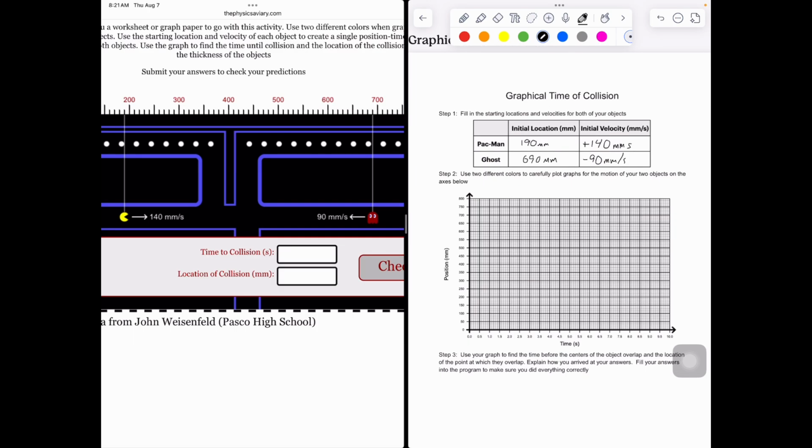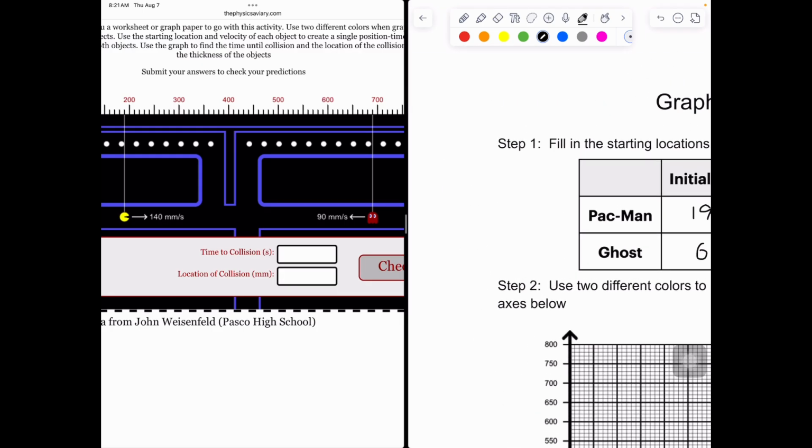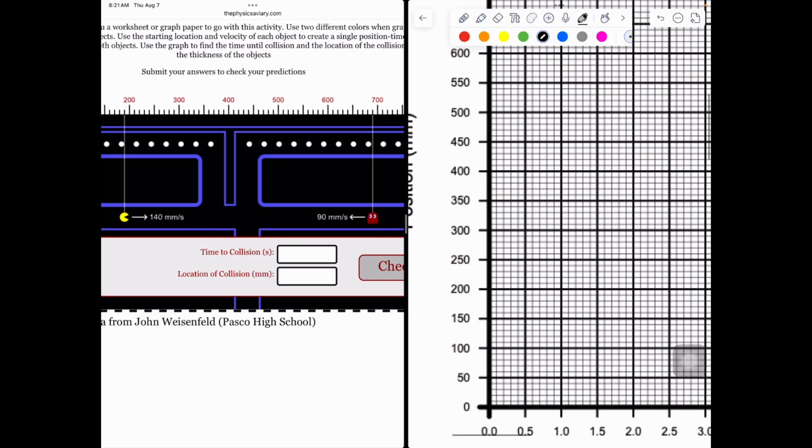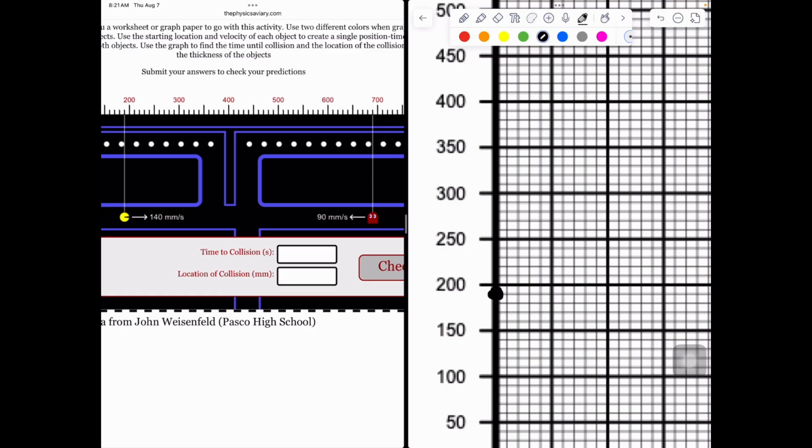So the first thing we're going to do is plot our y-intercepts. The y-intercepts will be these initial locations. So I'm going to do them in different colors. I'll do Pac-Man in black, and I'll do the ghost in blue. Just choose whatever two colors you want, but color code them. Okay, so now Pac-Man's starting at 190, so I'm going to make a dot here.